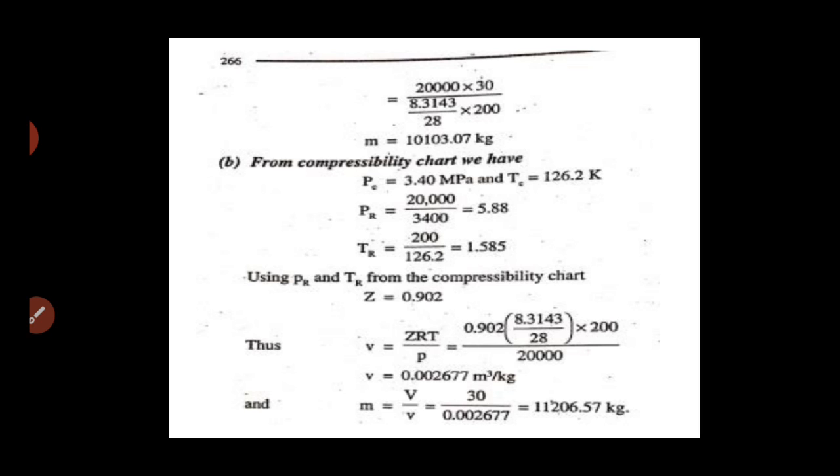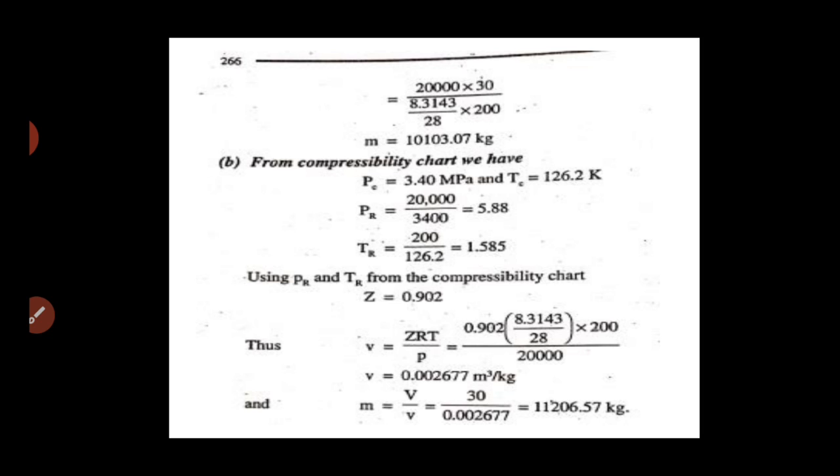R is 8.3143 divided by 28, the molecular weight of nitrogen being 28. Temperature is given as 200 Kelvin, divided by pressure, which is given as 20 megapascal or 20,000 kilopascal. So V is 0.002677 meter cube per kg.